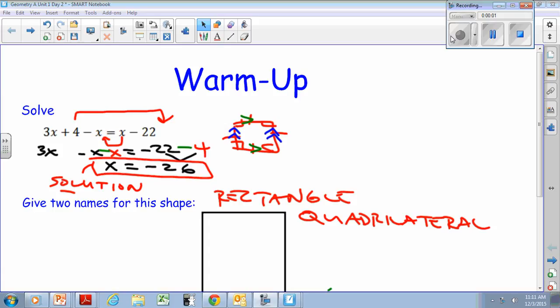Geometry A, day 2, handout, warm-up. We solved this equation by moving the numbers to the right and moving the letters to the left. We got the answer to the equation as a solution.